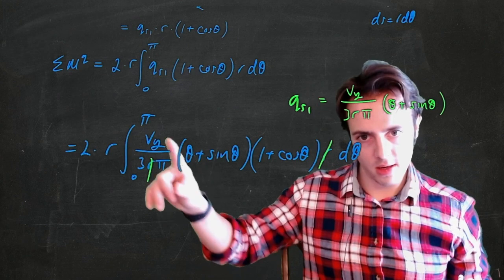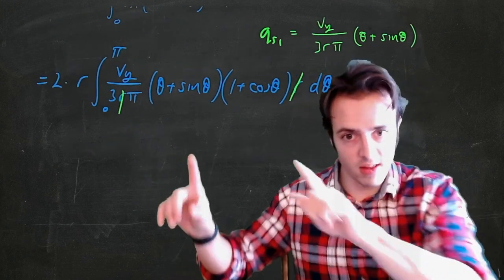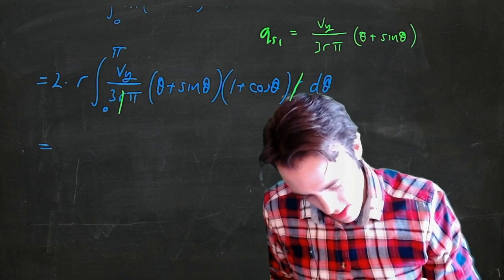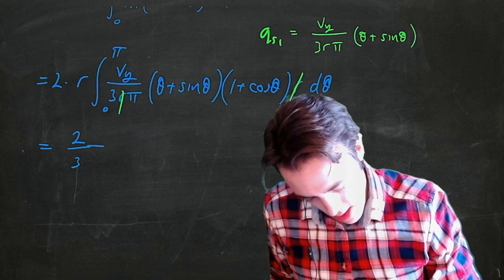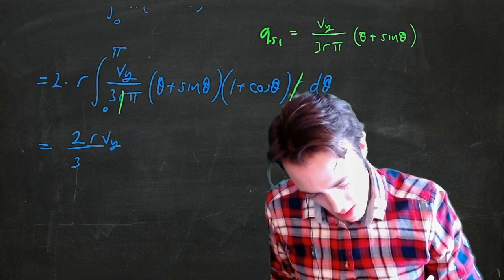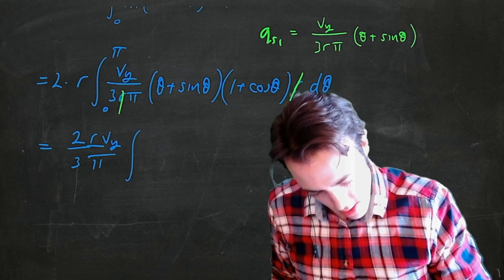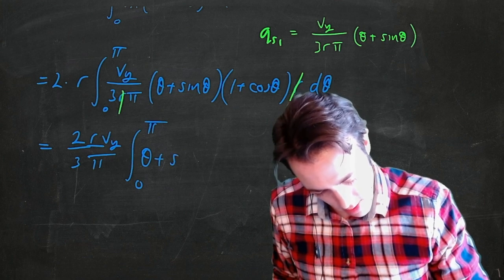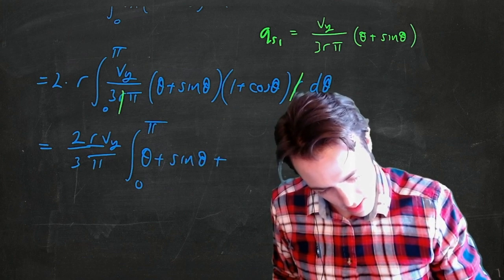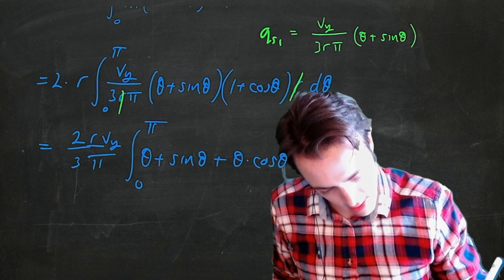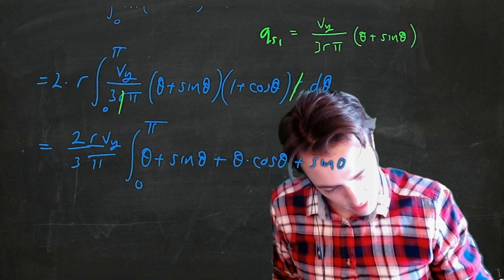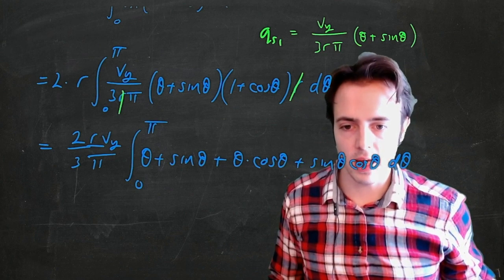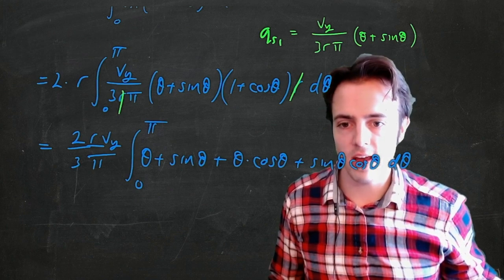I'm going to take the constants out, and I'm going to expand this all in one step to try and get it done whilst this still has battery. 2 on 3 r Vy on pi, integral from pi to 0, theta plus sine theta plus theta cosine theta plus sine theta cosine theta d theta. Okay, so we're getting there. We are almost at the end of this dirty great expression.